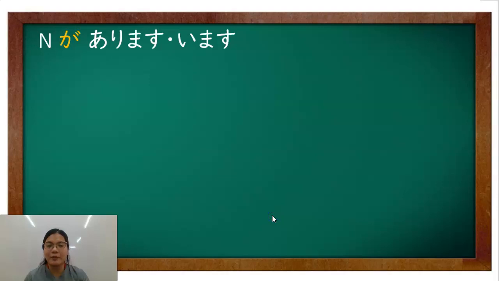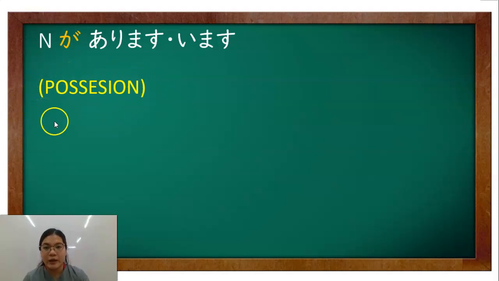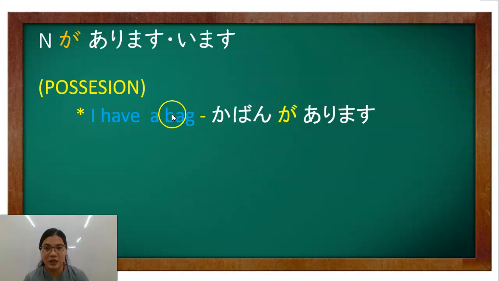Okay, so our first grammar point here is noun ga arimasu and imasu. There are two meanings of the sentence pattern, and we already discussed noun ga arimasu in lesson 9. As you can remember, the first meaning is possession, which means you have it. You have the noun. For example, I have a bag. In Japanese, that would be kaban ga arimasu.